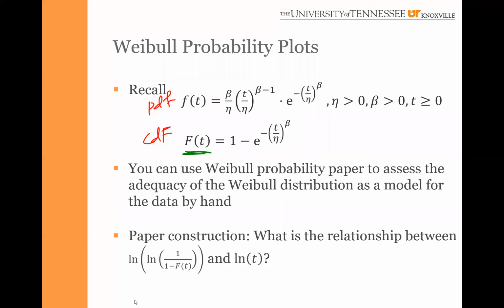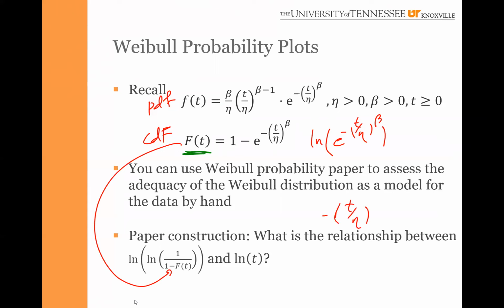The other way you could calculate it, we could say, oh, 1 minus F will be e to the minus t over eta to the beta. Then the first logarithm is going to get rid of e, so you're going to have minus t over eta to the beta, right? And the second logarithm is going to take care of the exponent, so you're going to have beta times ln t, and the rest is going to be constant in t. So they're going to have a linear relationship.